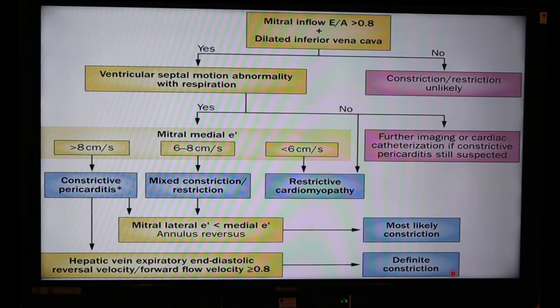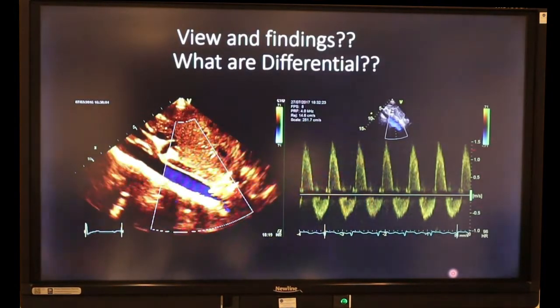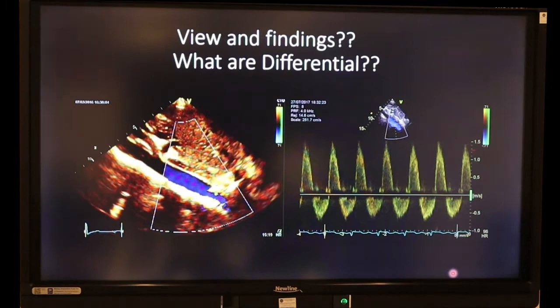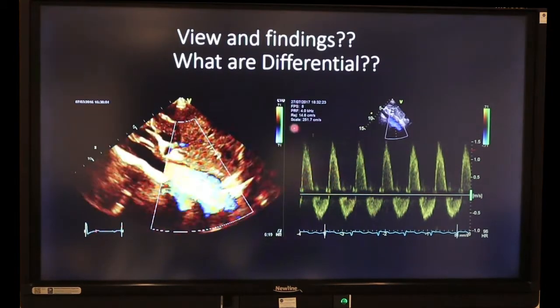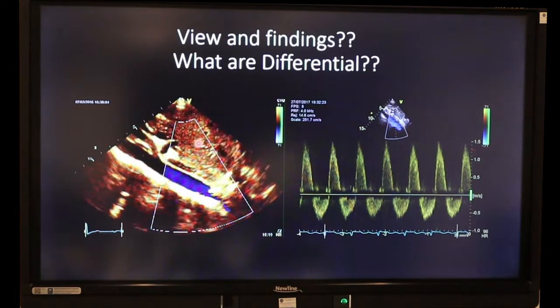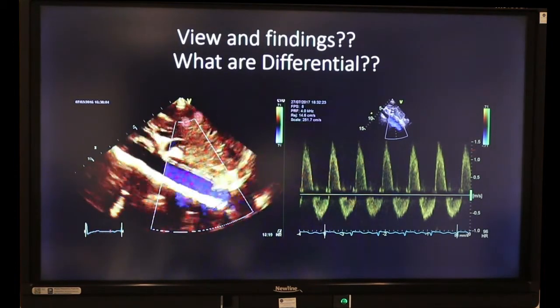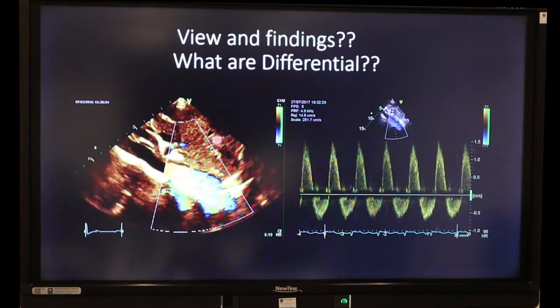Now coming to the second case. What is the view, what are the findings, and what differentials come to mind? What is the view? Again, the subcostal view, because the liver is appearing in this view.